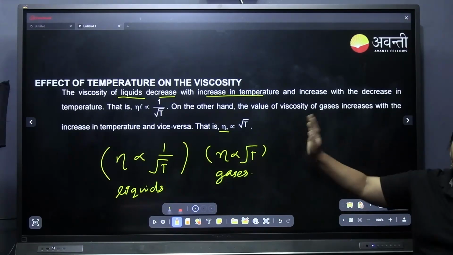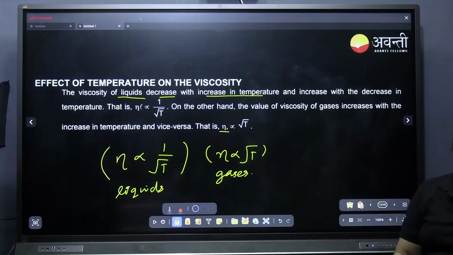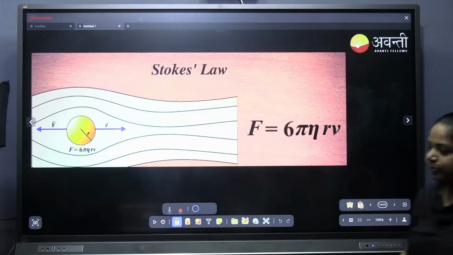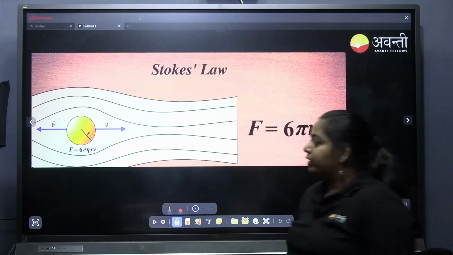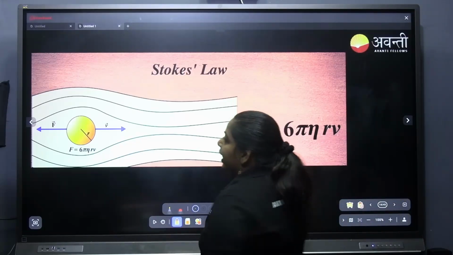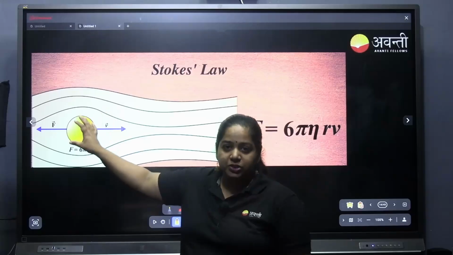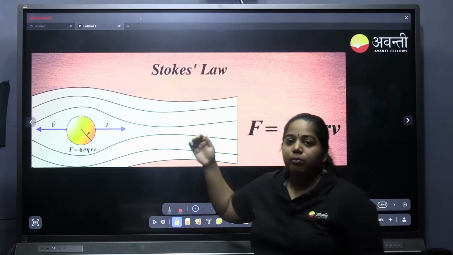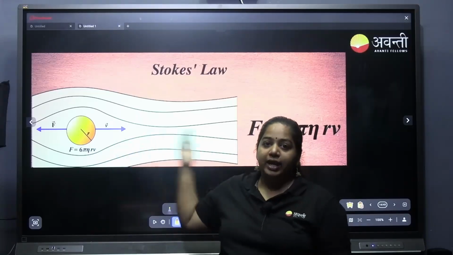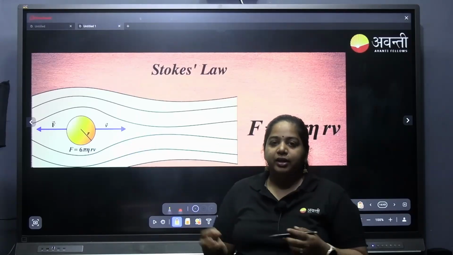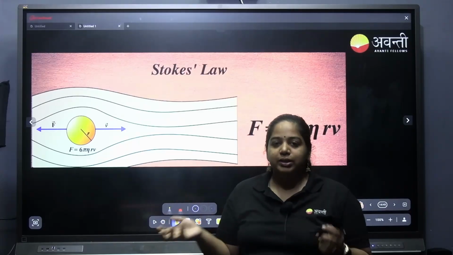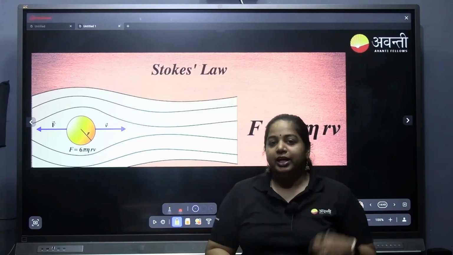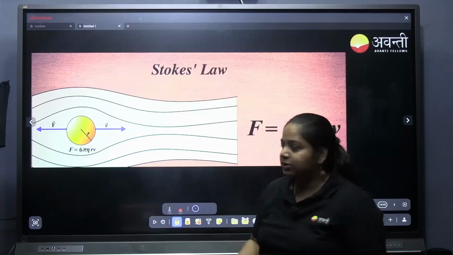So this is the temperature dependence of viscosity, different for liquids and gases. Next, moving on to Stokes law. Stokes law is applicable for a spherical object. It should be a spherical object moving with velocity v through a fluid. Imagine we are throwing some ball or some spherical thing into the water.